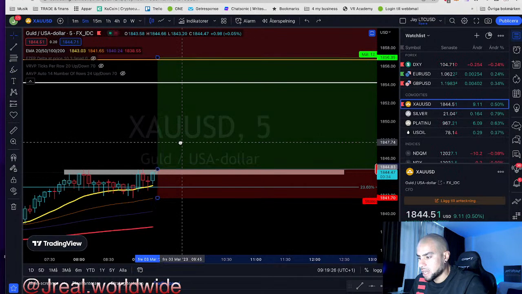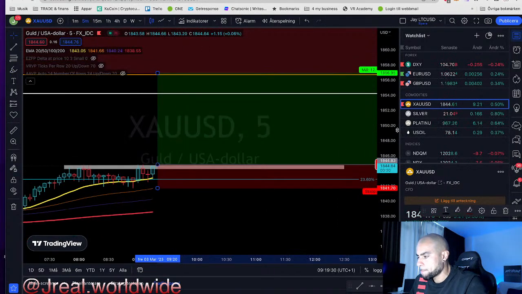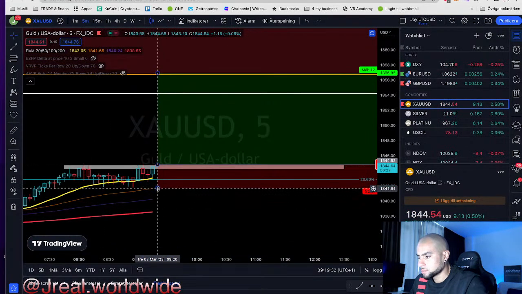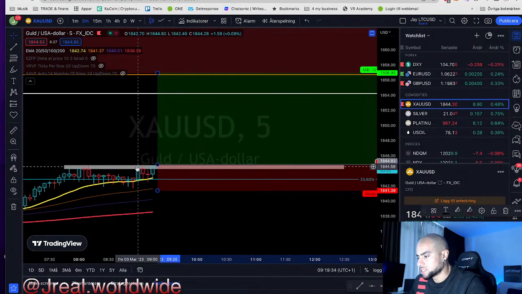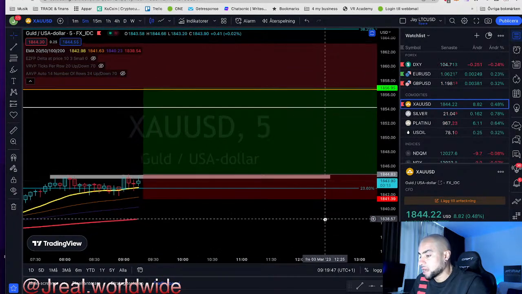But this is definitely our entry. And so far, it looks good. Entry zone is between 1844 to 1845. So 1844 to 1845. That's the entry zone. But remember what I said.